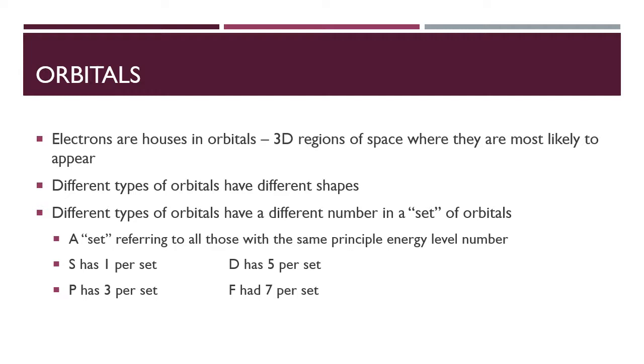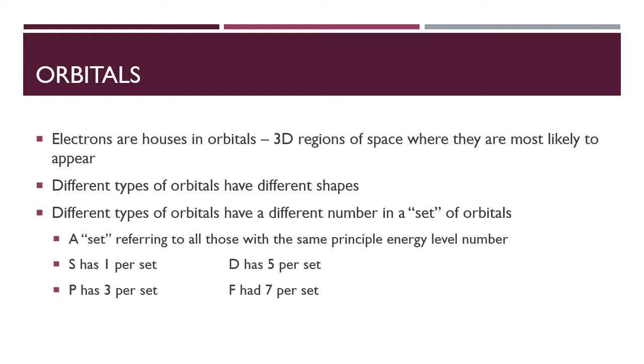Different types of orbitals have different numbers of orbitals in each set that arrange themselves around each other in three-dimensional space. A set refers to all those who have the same principal energy level number. In electron configuration, this would be the number that comes before the type of orbital. In an s, there is only one available orbital in the set. For p, there are three, one along each of the three-dimensional axes x, y, and z. For d orbitals, there are 5 in the set, and for f, there are 7 in the set.